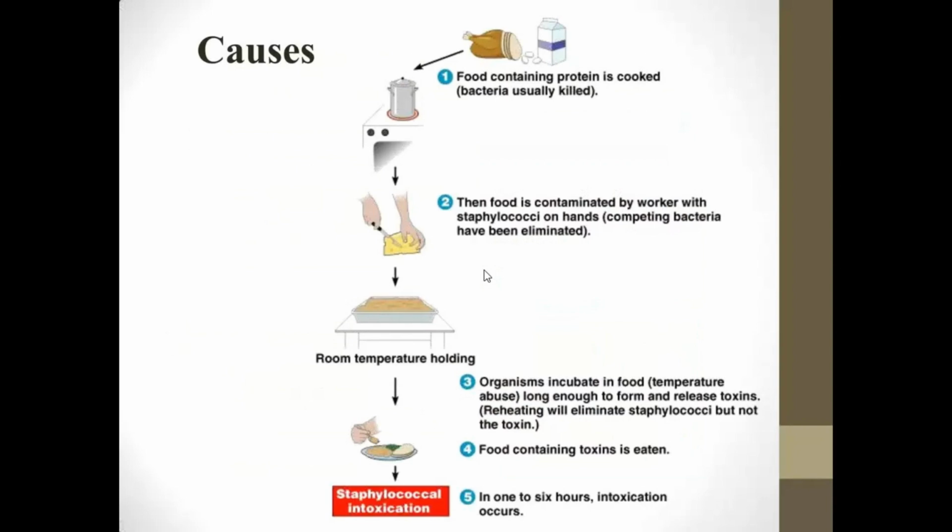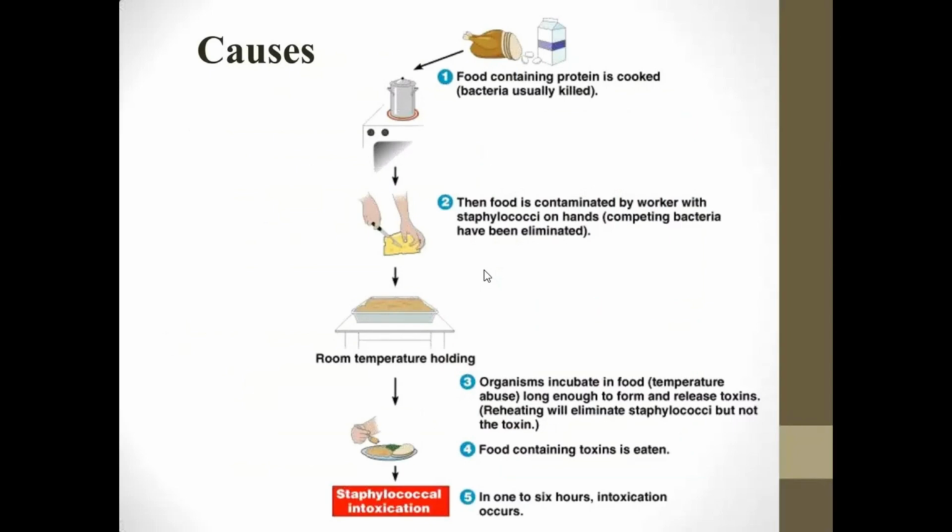Now, this is a diagram that talks about how staphylococcal intoxication is caused. It is represented in a flow sheet manner whereby foods that are rich in protein, when you are cooking them, during application of high heat, the bacteria usually get killed. But later on, when the same food is handled by workers or chefs, it is possible that through contamination, these bacteria can enter your food.